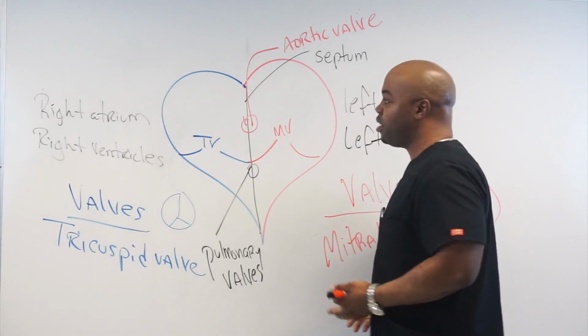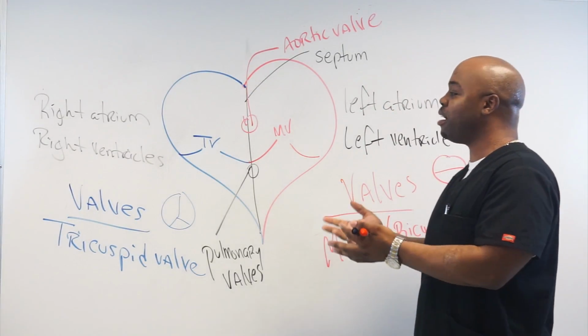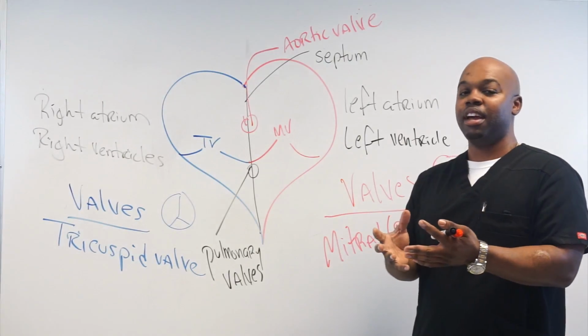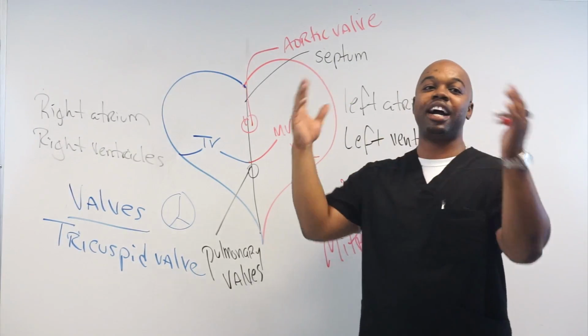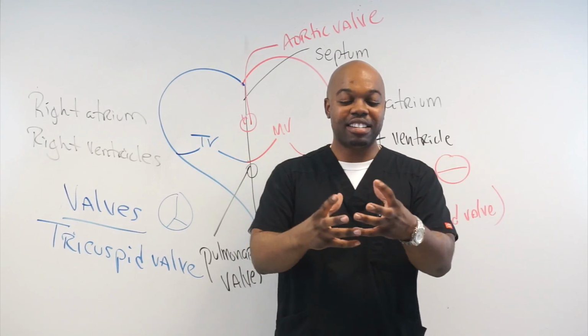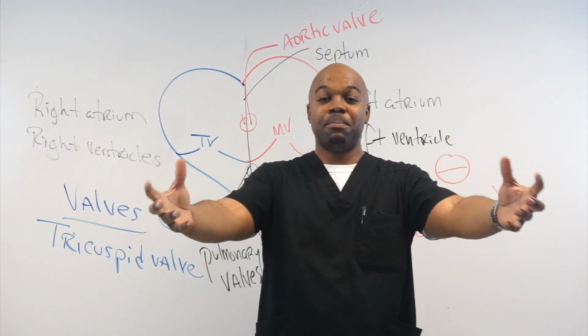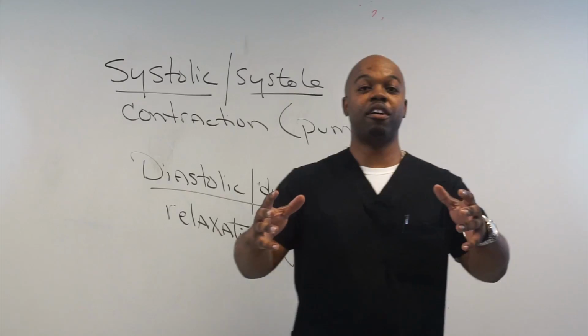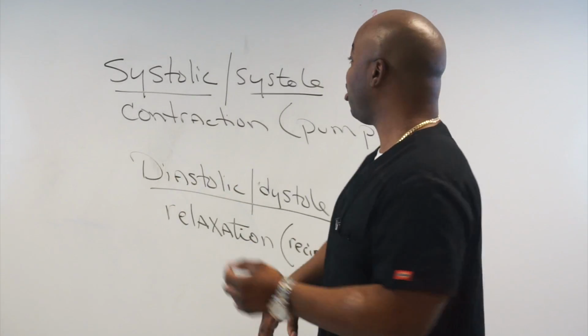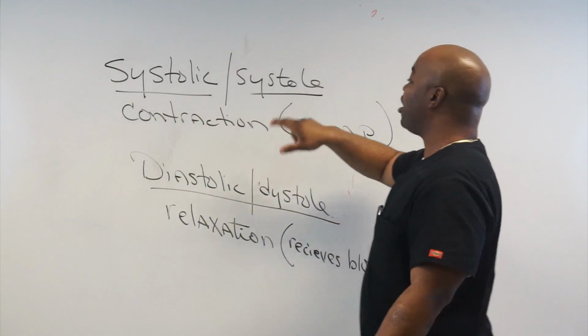Now, how does the heart actually work? The heart has to pump. It's actually a double pump. It pumps the blood throughout your entire body. When the heart contracts, it is pumping the blood out. When it relaxes, it's bringing more blood in. When the heart pumps, we call that systolic or systole.